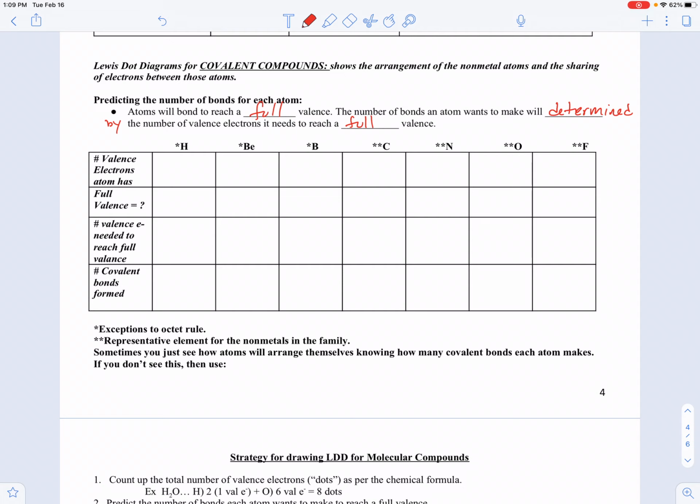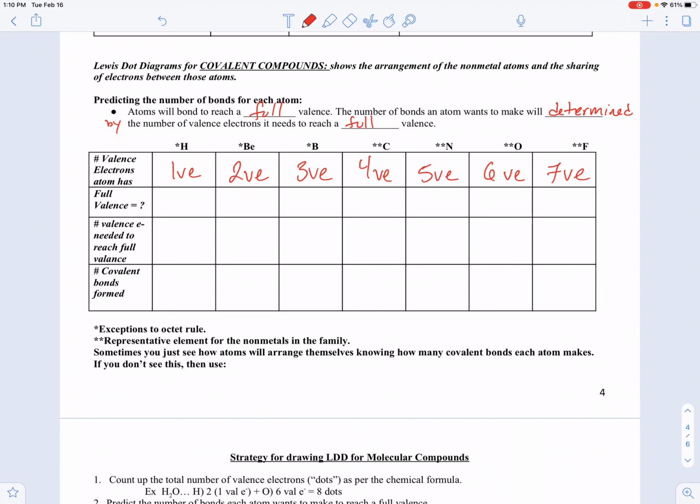So family 1 has 1, family 2 has 2, family 13 or boron down has 3, family 14 or carbon down has 4, nitrogen down has 5, oxygen down has 6, the halogen family has 7, and then of course our noble gases typically have 8. So hydrogen is part of family 1, so it has 1 valence electron. Beryllium, family 2, 2 valence electrons, boron 3, carbon 4, nitrogen 5, oxygen 6 valence electrons, and fluorine 7 valence electrons.